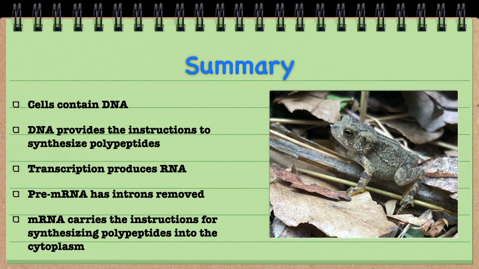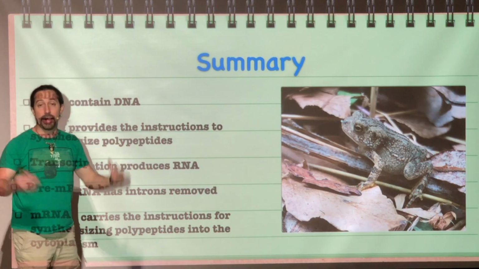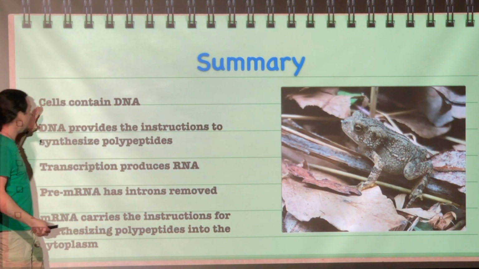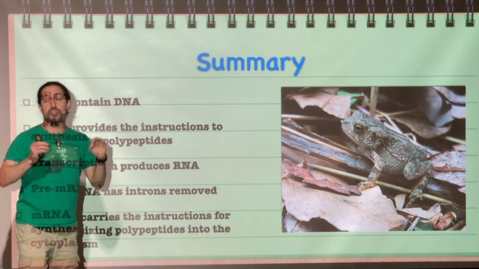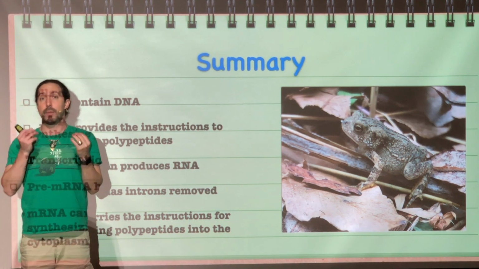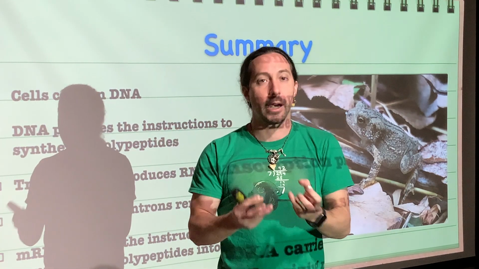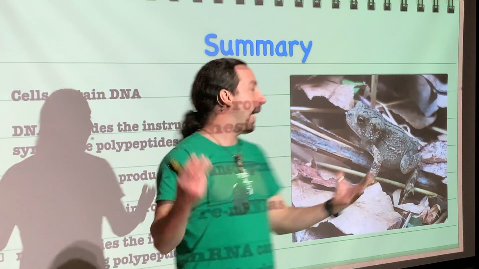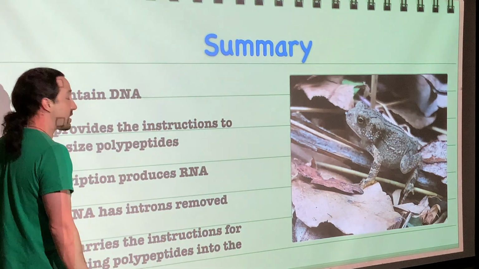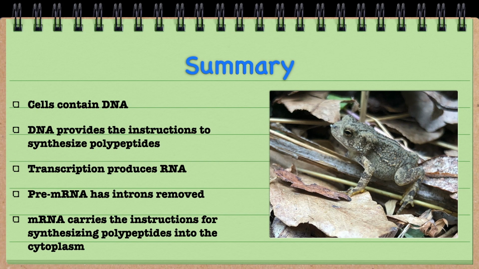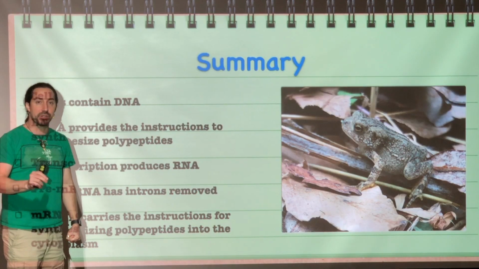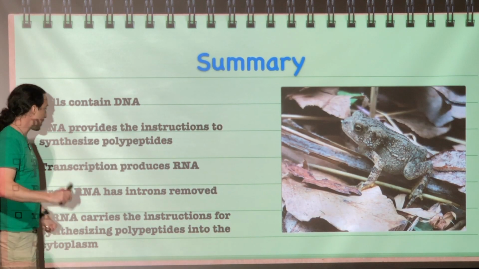And a summary of all this. Recognize all our cells contain DNA. And the purpose of that DNA is that it's going to provide those instructions so that the cell can synthesize polypeptides. It's also how the cell can make that working biomacromolecule, the protein. And through the process of transcription, that's how the cell is going to make RNA, which is the messenger that is going to be used by ribosomes to build your polypeptide.